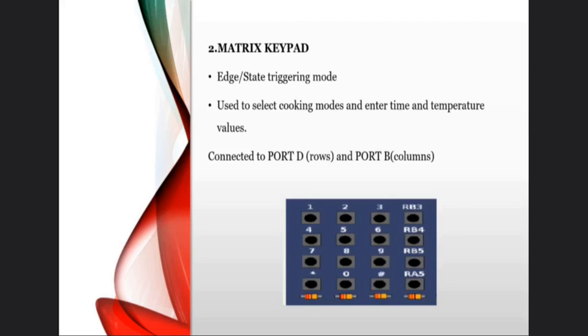Port D from RD0 to RD3 are considered as rows. Port B from RB0 to RB2 are considered as columns. While coding, generally rows are output pins and columns are input pins. Depending on which row and column are connected to the ground, key values are selected accordingly. When no key is pressed, that is all release mode, all rows and columns are connected to the VCC.